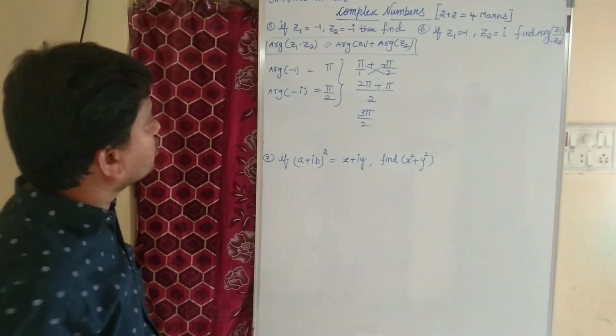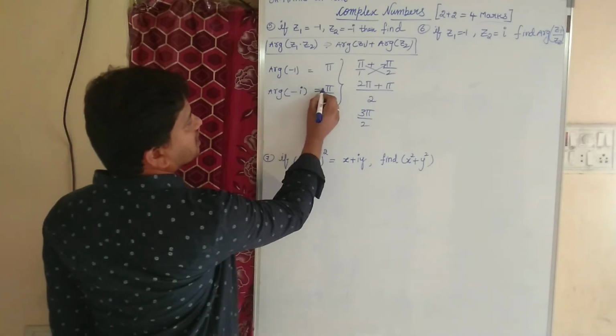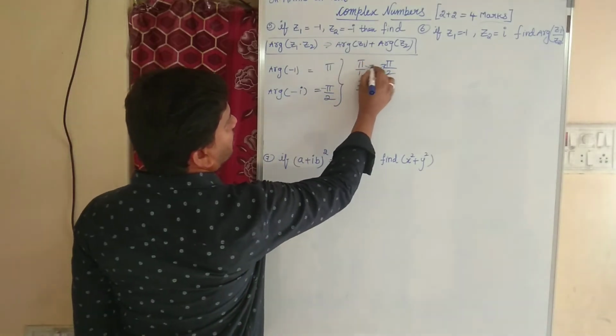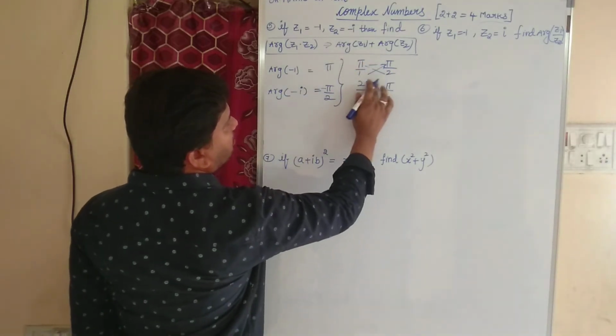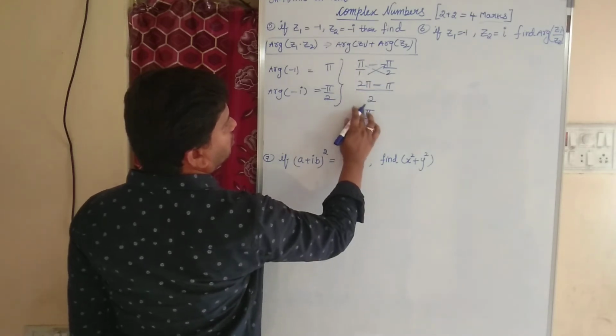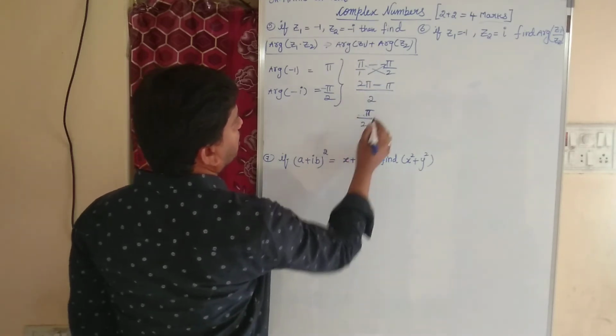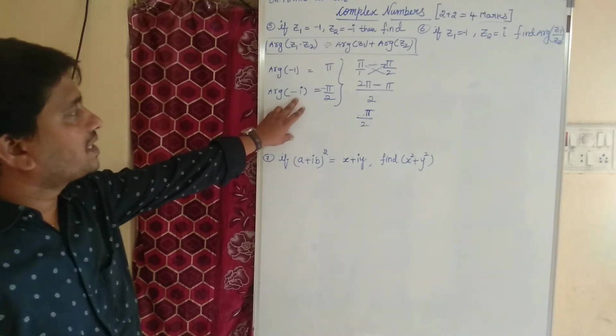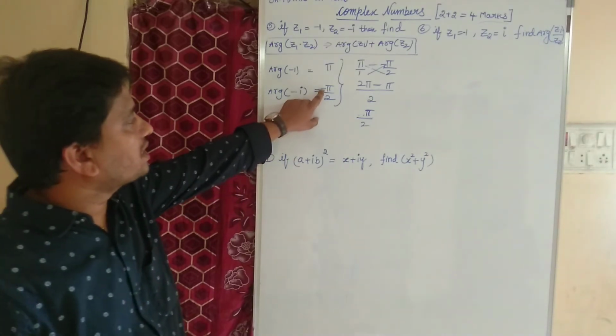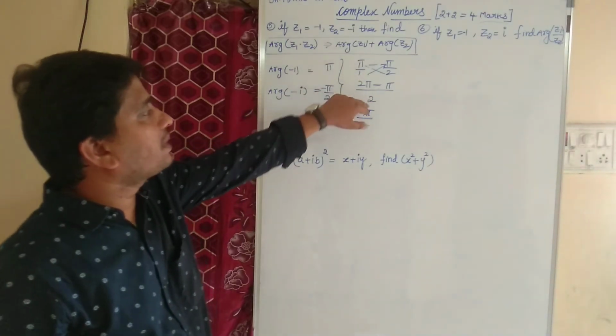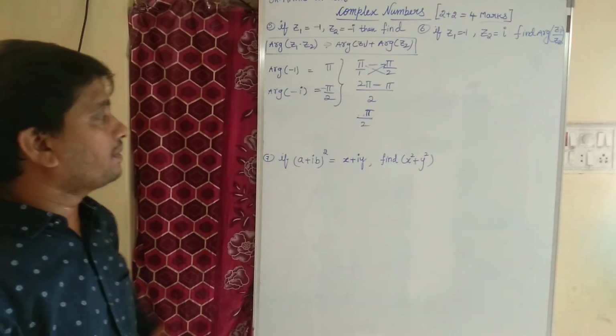So children, here minus i is there. Minus means minus here. We have written plus here by mistake. Sorry children, what is there here? Minus i, nothing but minus pi by 2. So pi minus pi by 2, which is equal to pi by 2 only.